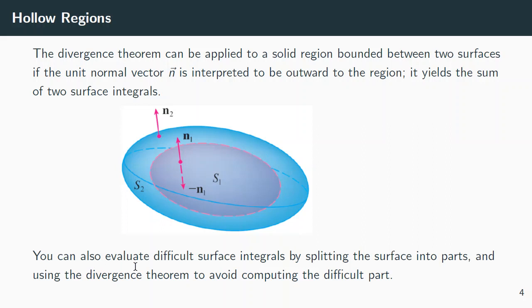And then sometimes you can use this to evaluate difficult surface integrals by splitting the surface into parts. So let's say maybe you could do the outside surface, that was easy. The inside surface was hard, but you could do the volume. Well, you know the integral of the divergence is equal to the sum of those two surface integrals. So that's three things, 1 plus 2 equals 3. If you can do any two of them, then you can solve for the other one. So sometimes you can evaluate difficult surface integrals by splitting the surface into parts. Using the divergence theorem, that's going to equal the sum of the surface integrals, and then you subtract over the ones you can do, and the net is the one you can't do.